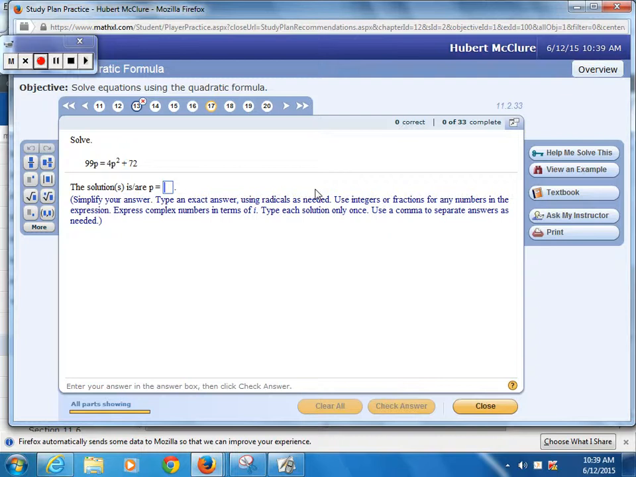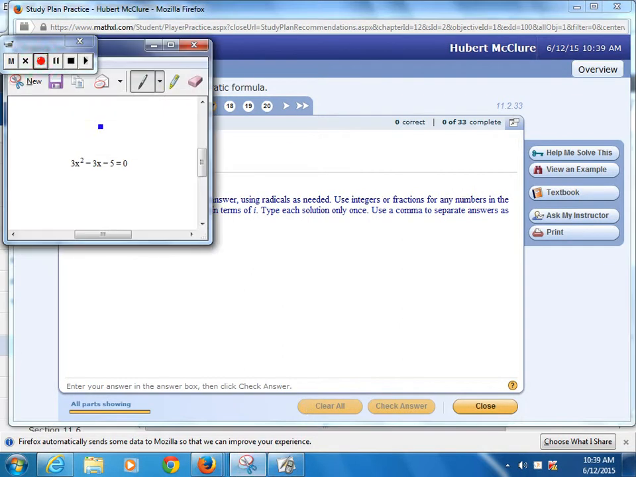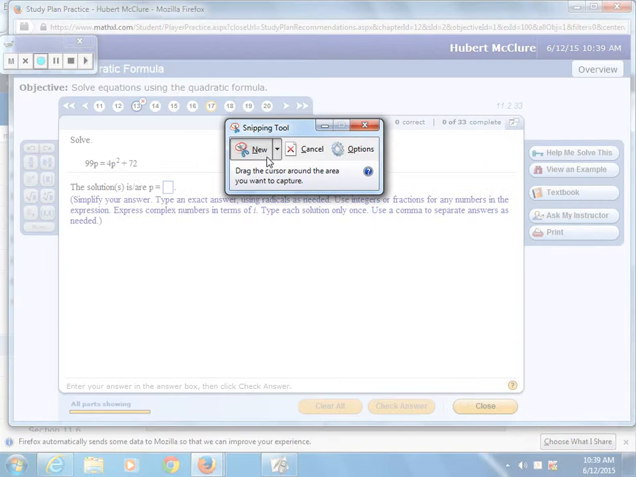All right. Try that one. I'll cut it out. I'd rather use the word cut.